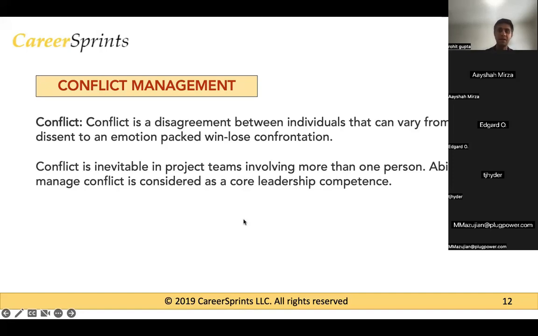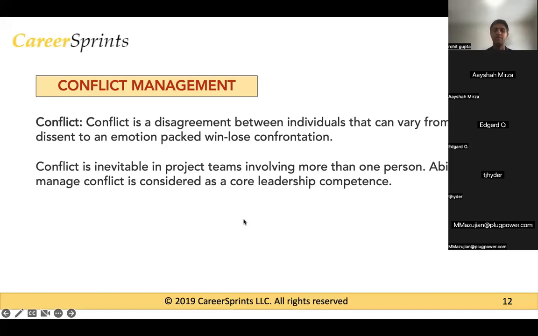So there could be technical reasons for conflict. There could be personality reasons. There could be schedule related reasons. There could be project cost related reasons. We are going to look at different sources, but all of these could become causes for a conflict.